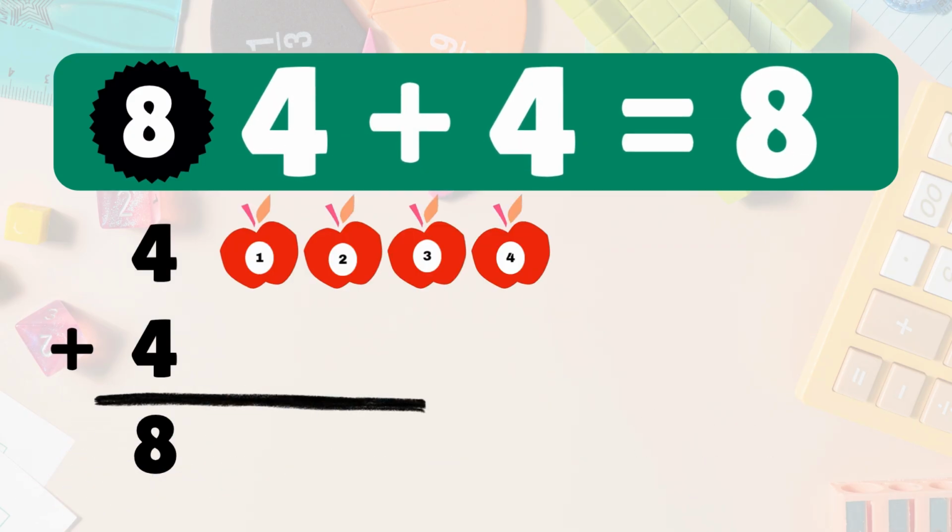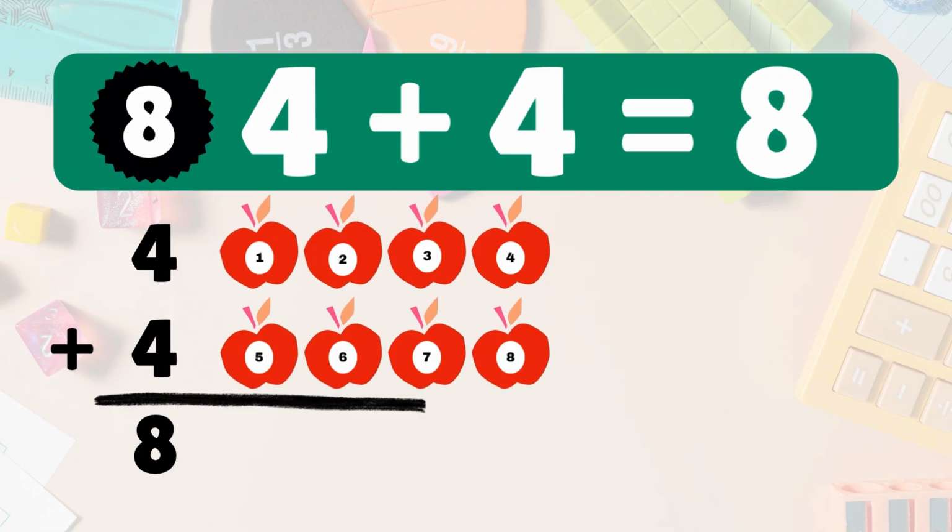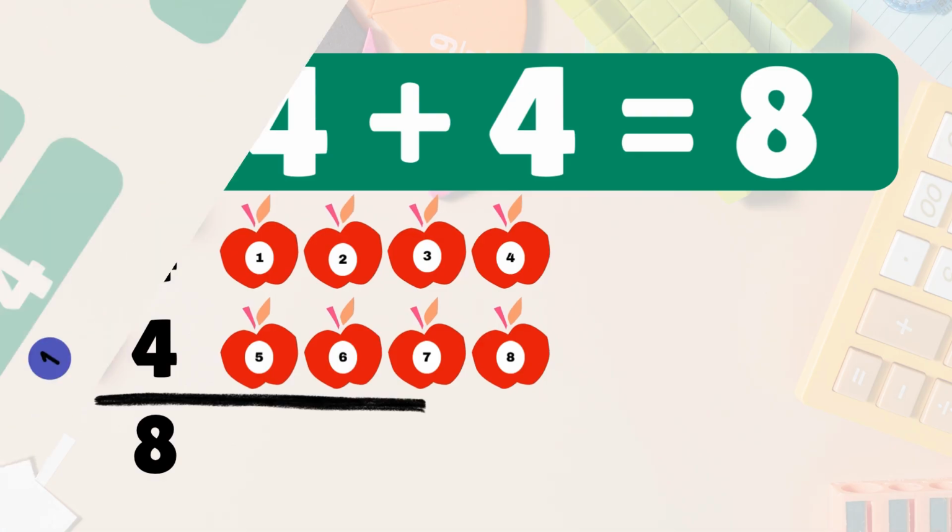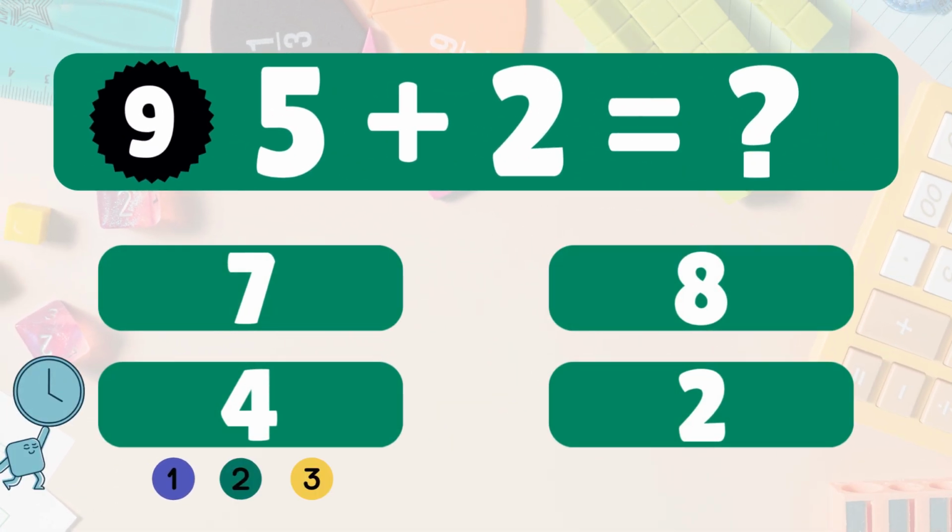4 plus 4 is 8. We start with 4 apples. Add 4 more. Let's count 1, 2, 3, 4, 5, 6, 7, 8. So 4 plus 4 is 8. You're doing great. Next, 5 plus 2 equals what?